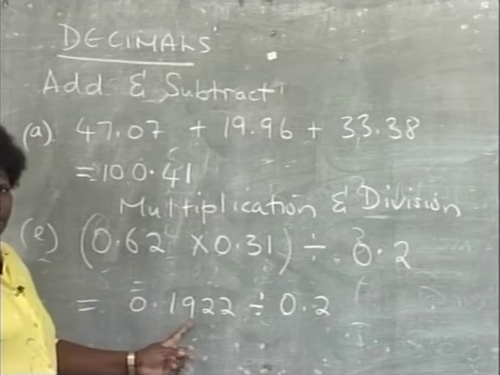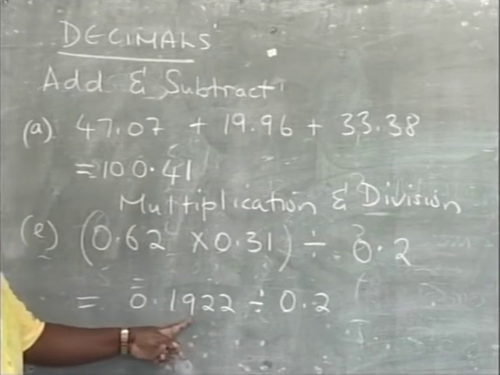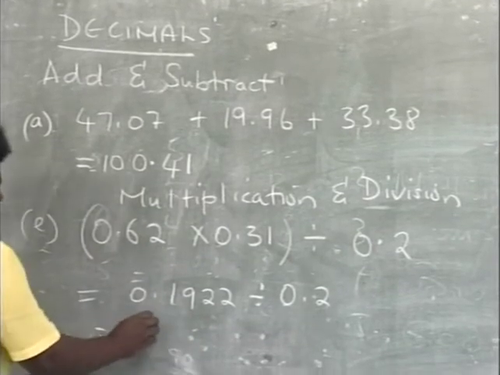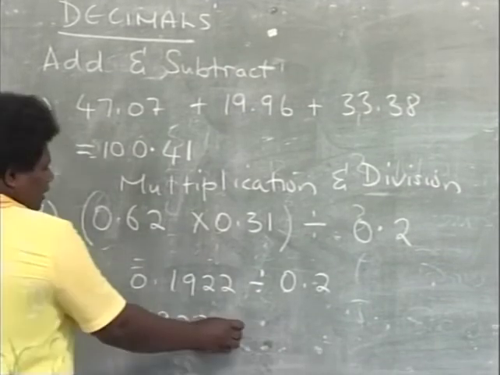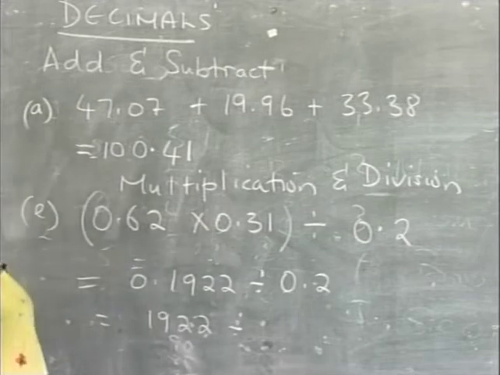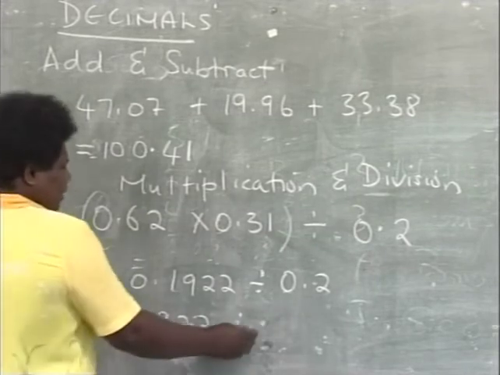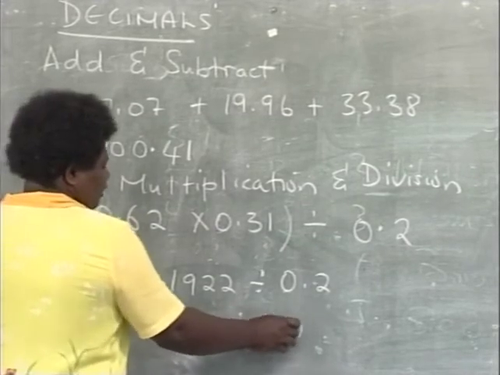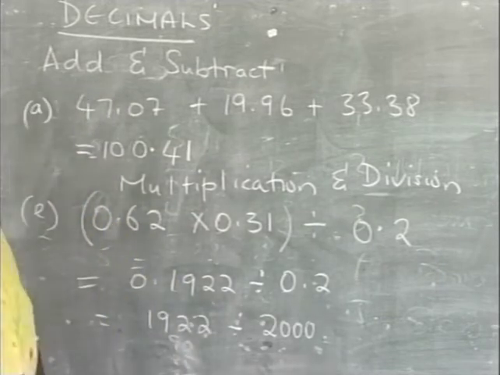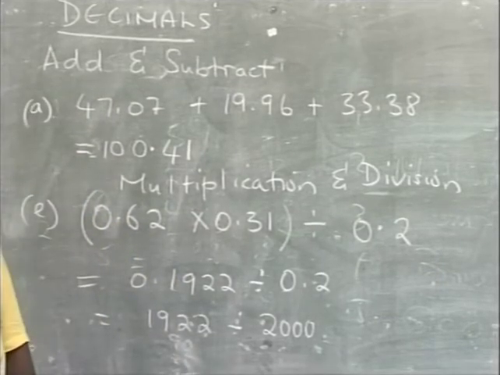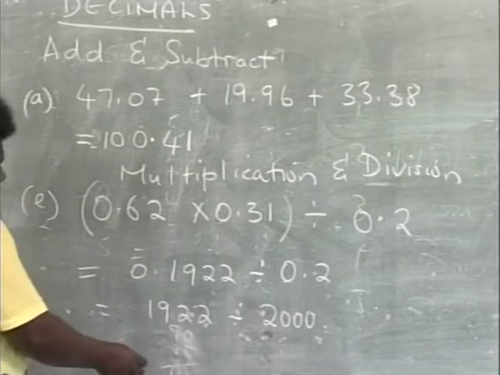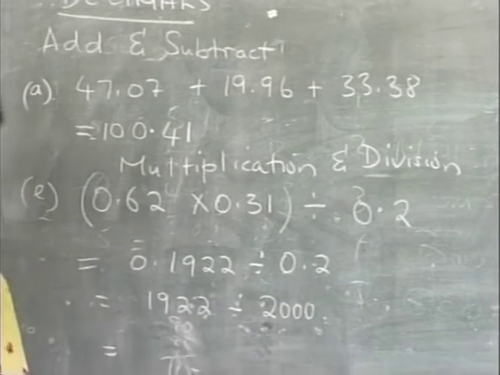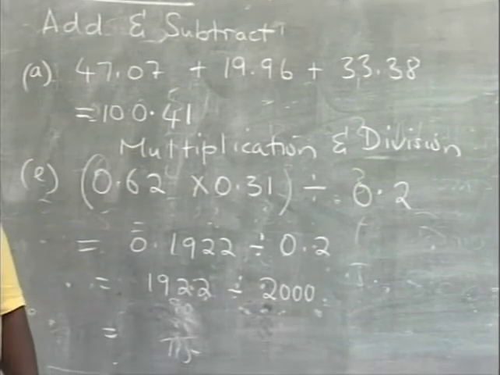Okay, so I'm multiplying 0.1922 by 10,000 and I get what? 1922. And then I have to divide by the same number. So I'm getting 1, 2, 3, 4. So I'm dividing 1,922 by 2,000. Is that correct? Is that correct, Velma?